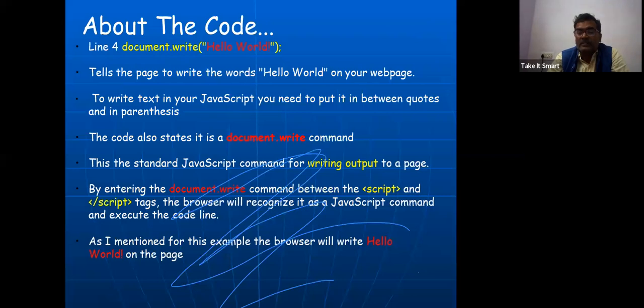So when the browser is compiling the HTML, suddenly a script comes. When a script comes, the browser will know that this is JavaScript, and JavaScript commands have different kinds of output than HTML, correct? So the compiler has to understand this is JavaScript, and based on JavaScript, it will give the output. Fine. As I mentioned, for this example, the browser will write hello world on the page, as already seen.